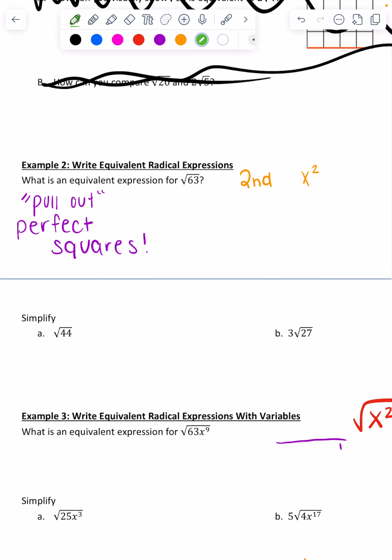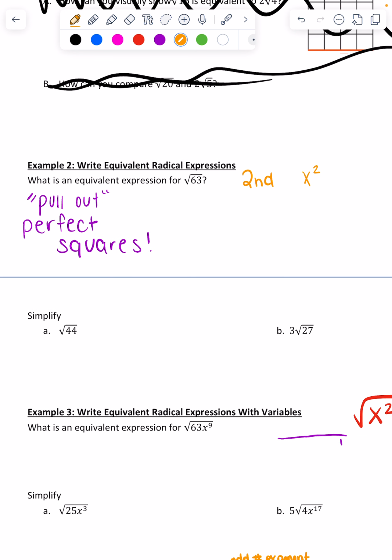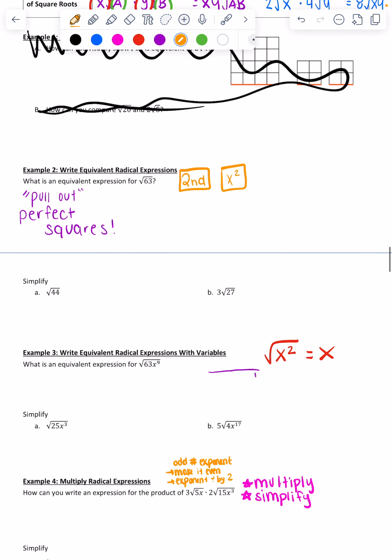All right, it says what is an equivalent expression for the square root of 63? Now, by all means, we could all go in our calculator, click the second button, x squared, and type in 63, that would tell us approximately what this number is. If I try that really quick, the square root of 63 in my calculator is about 7.9372, and it kind of keeps going forever.